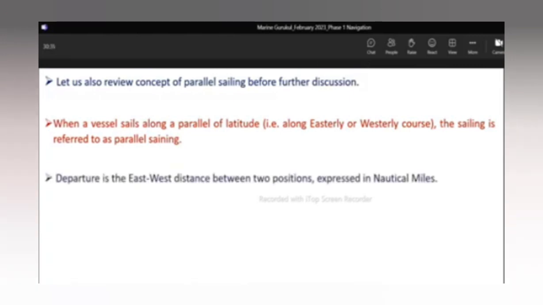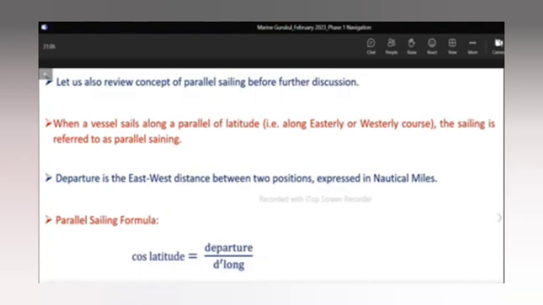Now, departure is the east-west distance between two places expressed in nautical miles. So please note, it has to be expressed in nautical miles, and it needs to be the east-west distance between the two places or points. Now we have a parallel sailing formula which gives us a relationship between d long and departure, and we all know it. Cosine of latitude is equal to departure upon d long.